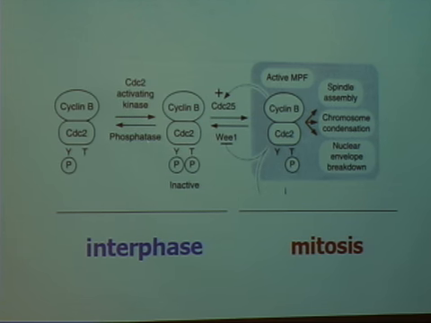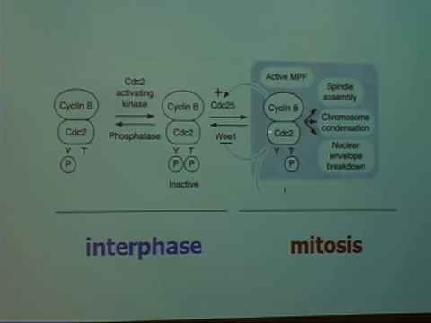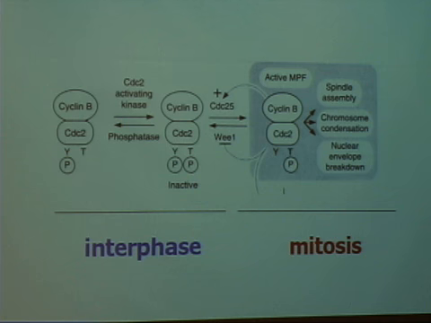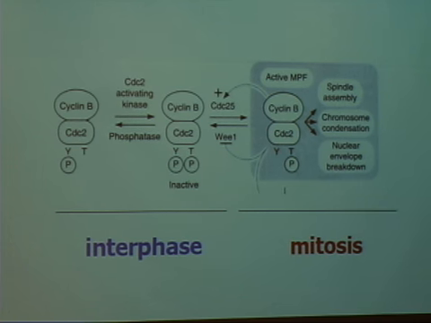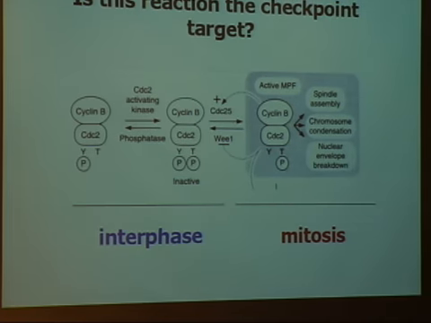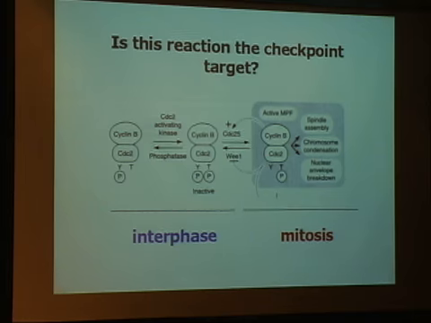Okay? So this sort of biochemical paradigm had been worked out a long time ago. And the question became, how does, or even if, does the checkpoint regulate this activity? And is this a potential sort of mode of interception that the checkpoint can take advantage of to control progression through the cell cycle? And so the question then, is this reaction a target of the damage checkpoint?